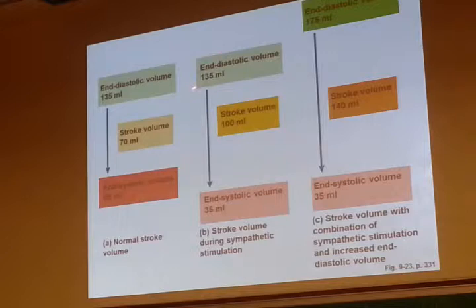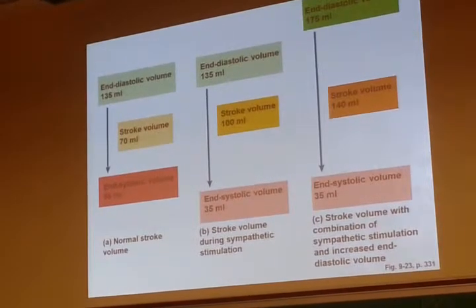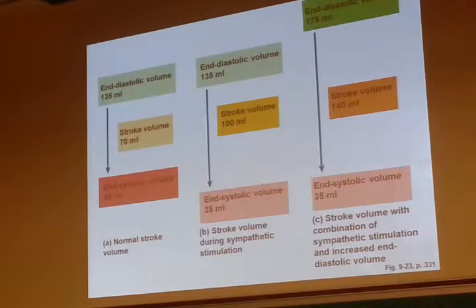What if we have the same end diastolic volume but increase the force of contraction? We have a decrease in end systolic volume down to 35 mLs. And that's just about the red line point where if you go any lower than that, you're going to pass out. So your sympathetic nervous system has become involved to increase the contractile force, and now instead of 70 mLs, we've gotten 100 mLs out of the heart.